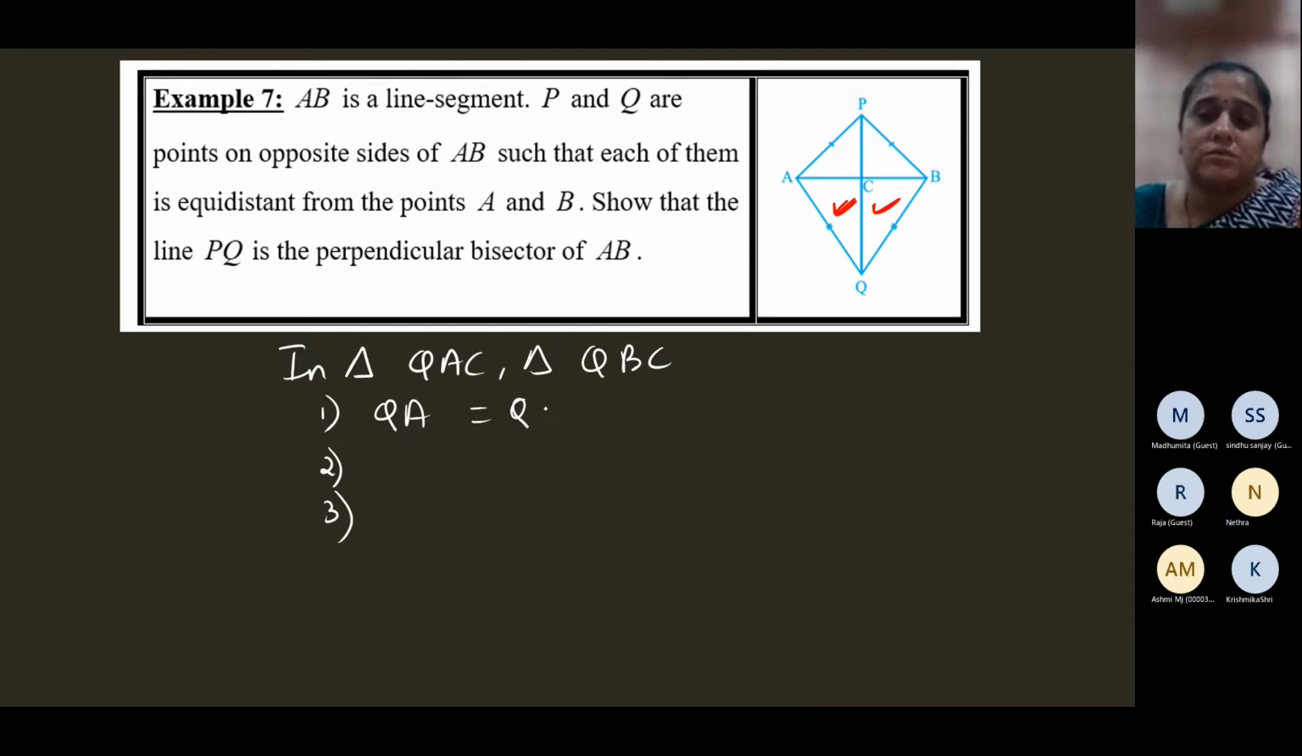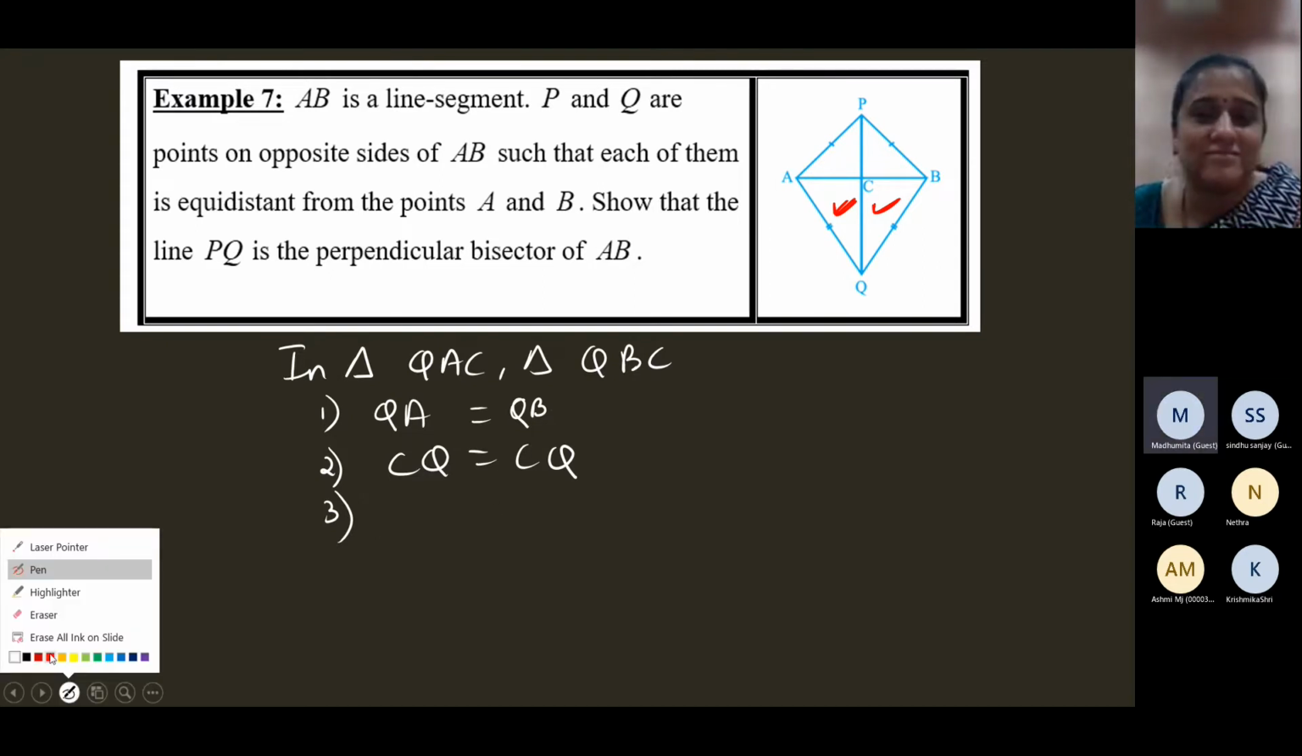Srijana. Madhumita. Ma'am, QA is equal to QB. Okay. And CQ is equal to CQ because it's common, ma'am. Okay. And AC is equal to BC. How do you know AC is equal to BC? Ma'am, PQ bisects the triangle. We are starting the proof now. We don't know. We have to prove that AB is bisected.